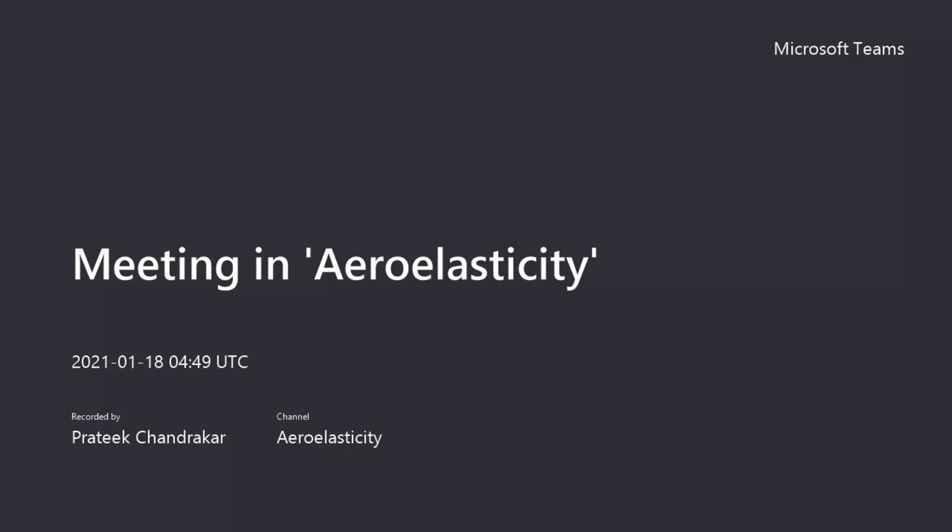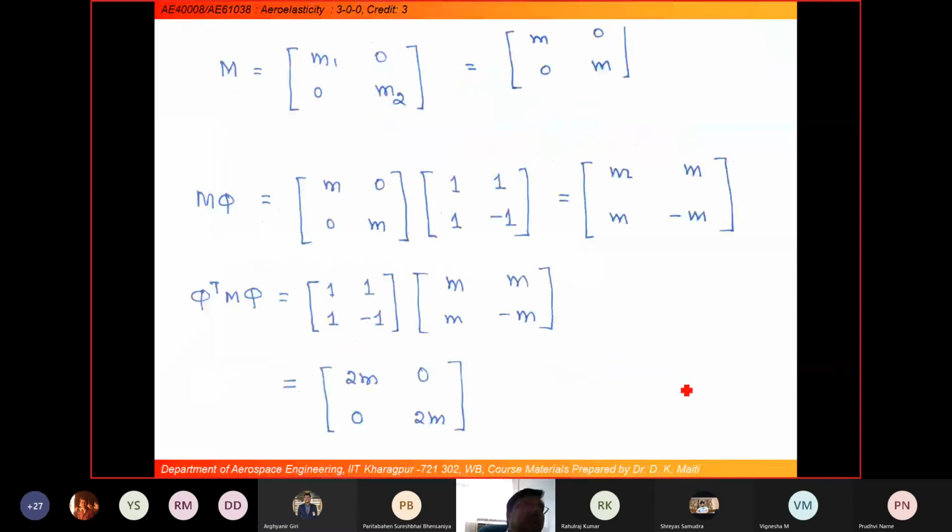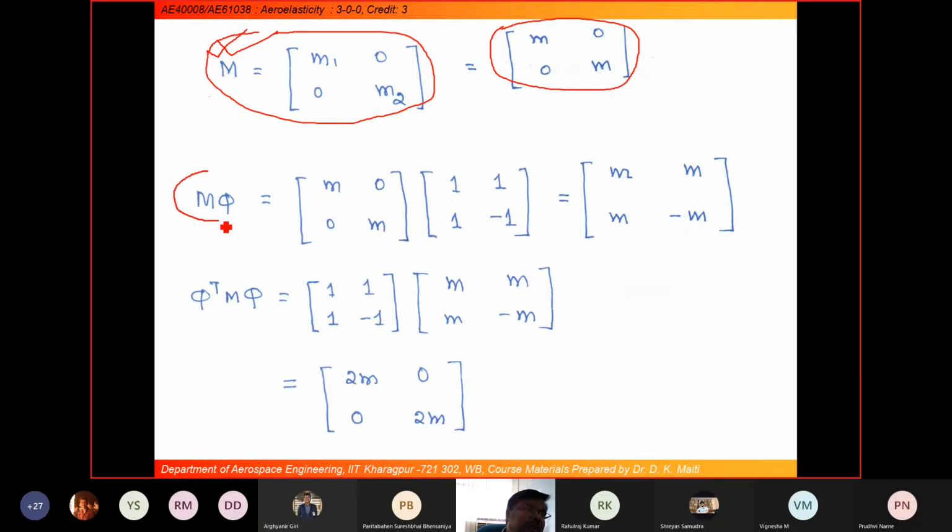Plus K2, minus K2, minus K2, K2 plus K. Now, similarly, I will get the mass matrix. M is M1 and 0, 0, M2. This is what we call the lumped mass matrix approach, and the mass matrix is given in this form. Now let me first do the modal transformation of this mass matrix.